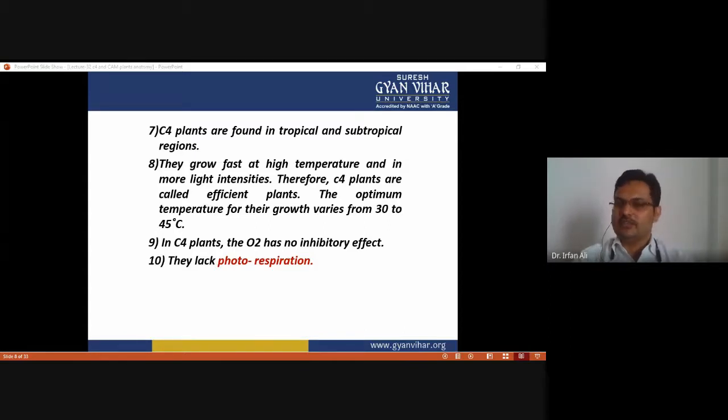And in C4 plants, oxygen has no inhibitory effect. This is another advantage over C3 plants, because when there is no affinity with oxygen, there is no possibility of photorespiration, which is another wasteful process in C3 plants. So these plants lack photorespiration.